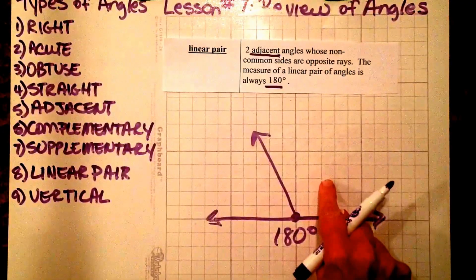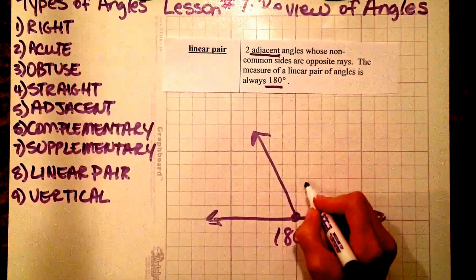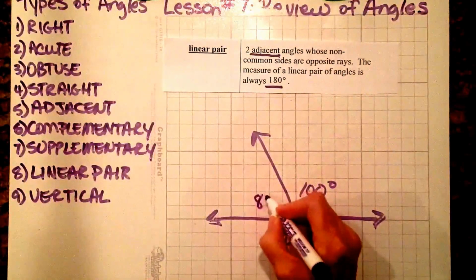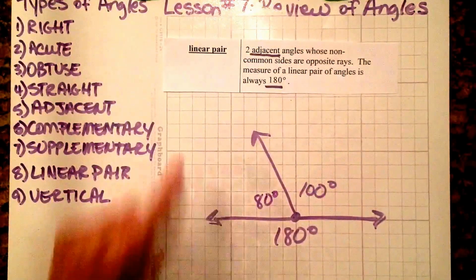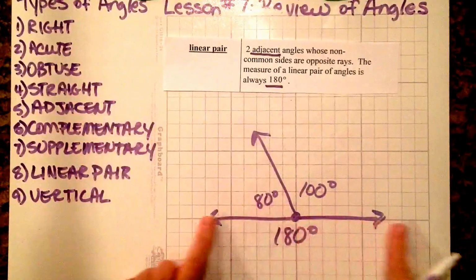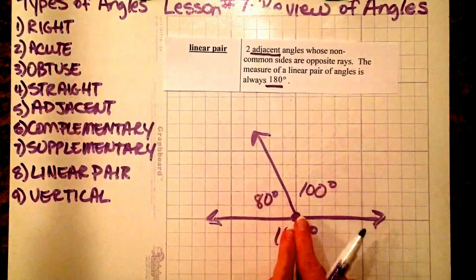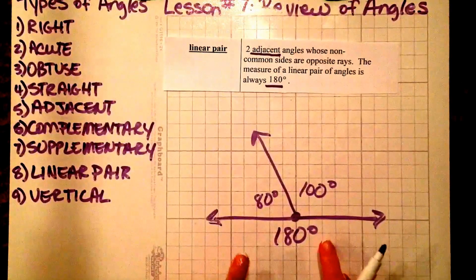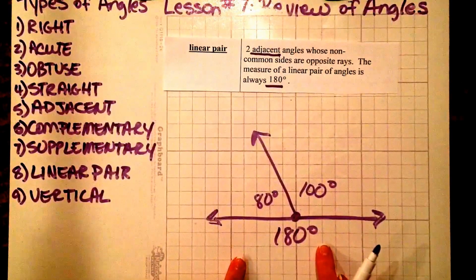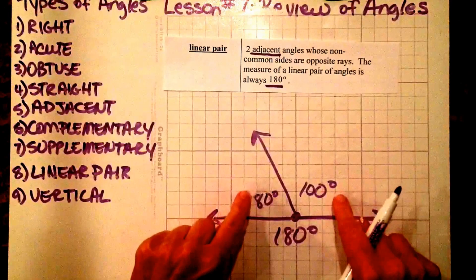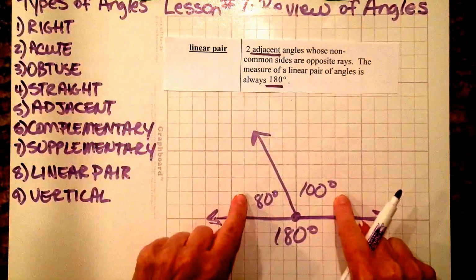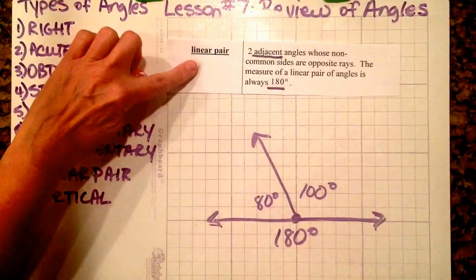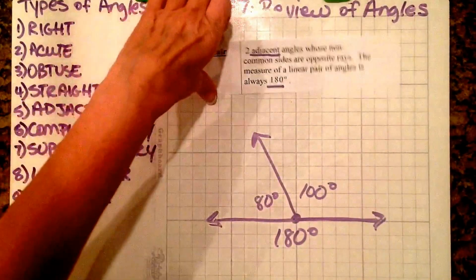Like, for example, if this angle right here is 100 degrees, then this angle would have to be 80 degrees, wouldn't it? The thing about a linear pair, they form a line, and they're a pair of angles within a line, and they do have to be adjacent. Now, a linear pair are also supplementary, aren't they? If the angles add up to 180 degrees, these are also supplementary angles. So our linear pair is also supplementary.